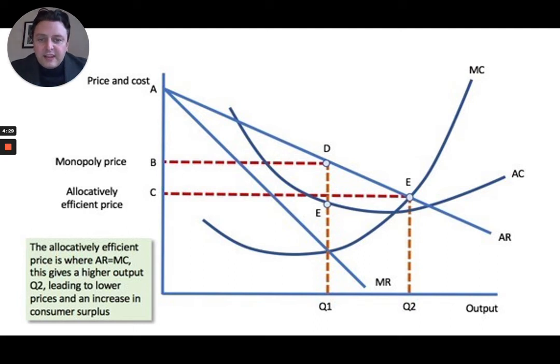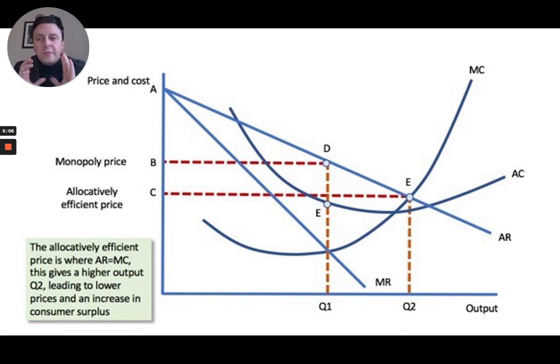However, there is, I guess, one efficiency that a monopolist does hit, and that's dynamic efficiency. That's where you can show that the monopoly here is making supernormal profits, but these companies can use these profits and then reinvest them in research and development and different technologies to create new products, which just doesn't happen in a perfectly competitive market.